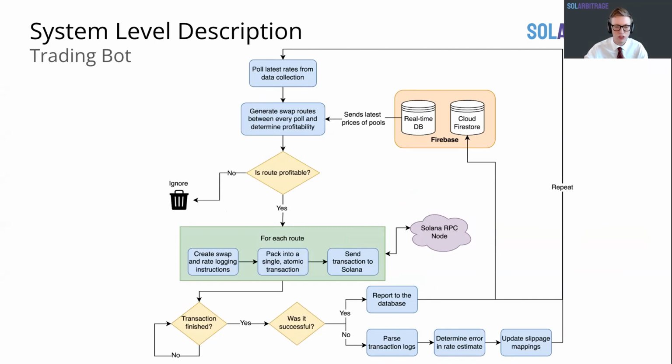Once the transaction is finished, if it was successful, we record that in our database. And if it was unsuccessful, maybe perhaps the rate slipped during execution, we then parse the transaction logs, determine error and rate estimates, and update slippage mappings accordingly. This process then repeats.